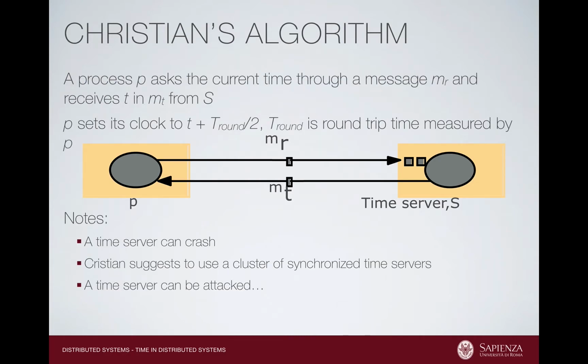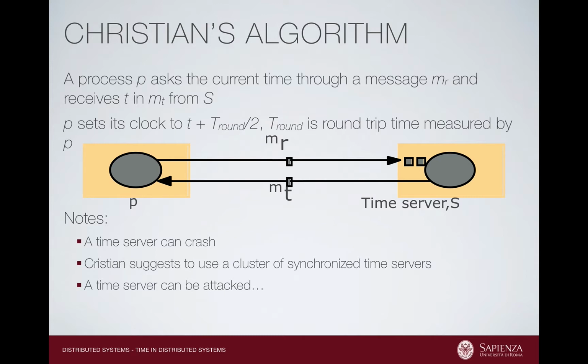The algorithm is really simple. So you are a process, you send a request to the server with a message MR. The server receives your request. It computes the timestamp. It timestamps a reply message that will answer your request with its actual time, and then it sends to you this reply message that is empty. And when you receive the reply message, you set your clock to a value that is equal to the time that is in the reply message timestamp.